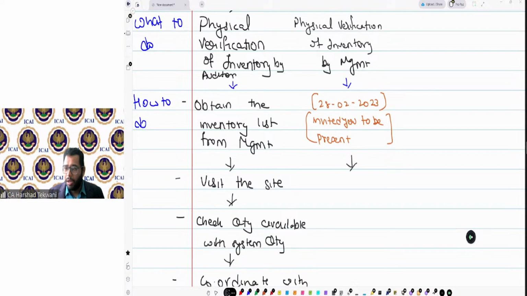Tanisha, you are saying that we need to observe the method used, and assess the relevance and reliability to be placed on such a method. So one is the method of counting that is used by the management. Okay. What else?